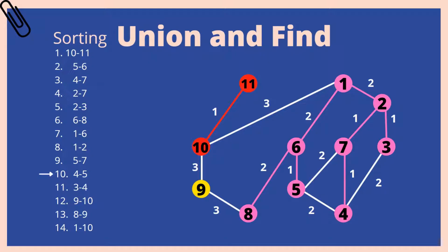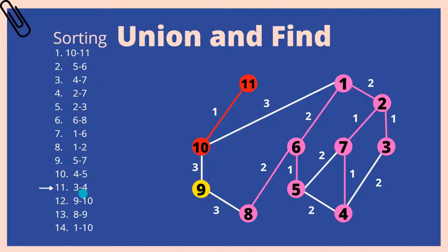Now coming to the next one, that is 3, 4. Is 3, 4 making a circle? Yes, 3 and 4 are also making a circle. Which is the parent of 3 and 4? The common parent of 3 and 4 is 5. So we will not consider 3, 4 also.